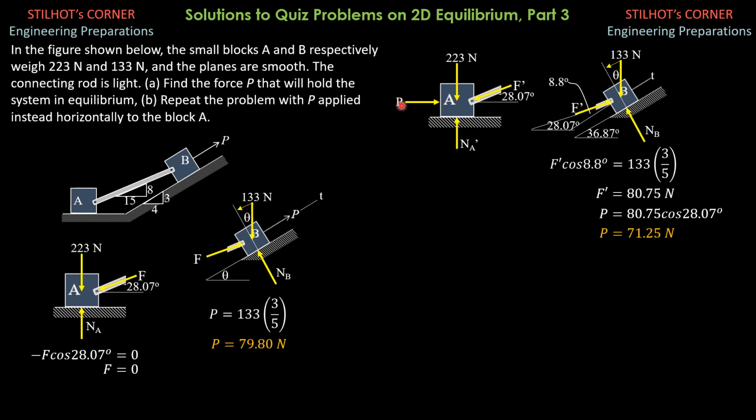Summation forces horizontal equals 0. So P equals the x component of F prime, and the x component of F prime is F prime, 80.75, times cosine of 28.07 degrees. So solving for P, it is 71.21 newtons. So that's it for this video.